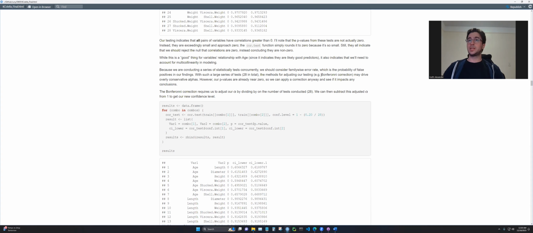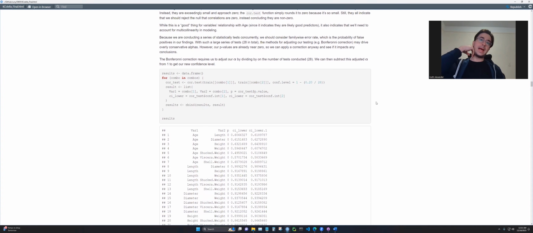One such adjustment is the Bonferroni correction, in which we essentially take our alpha and divide by the number of tests that we're conducting. Given that we had near-zero p-values in all those cases, it's not going to affect the conclusion we reached there, but it will affect our confidence intervals. So I've implemented that here.